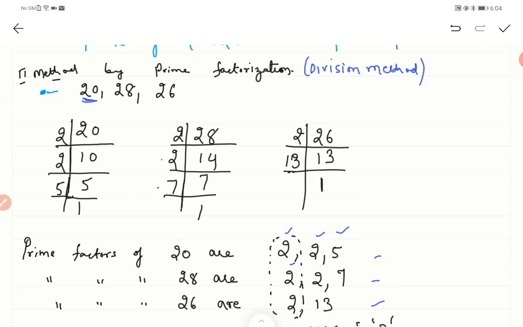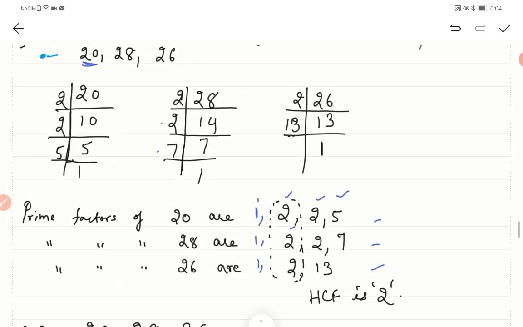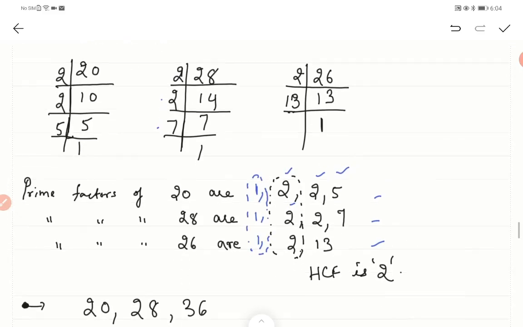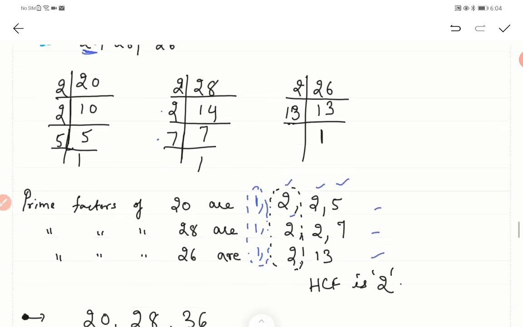Okay, you'll have 1 also. If you want, you can take 1 as well. 1 will be the common factor for any pair of numbers. Okay, and then it is 2, 13 for your 26. So common between all of them is 1 and 2. Between 1 and 2, which is the highest factor? It is 2. So the HCF is 2 for your numbers 20, 28, and 26.